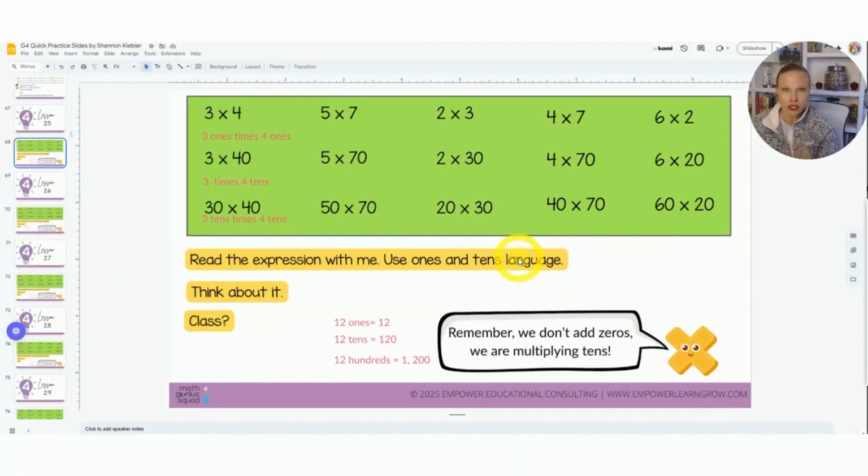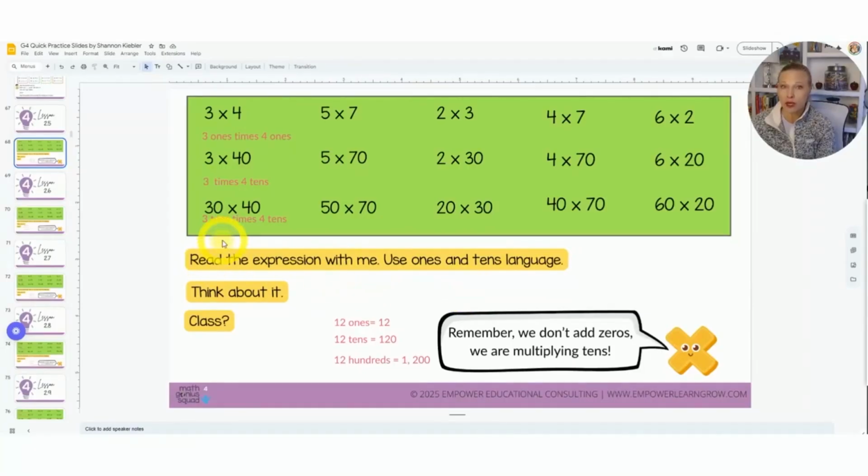So we've been able to start into our multiplication unit. We're learning the area model, which is where all of these skills really come into play. This is also practicing our multiplication facts, and so it's helping to build automaticity, not only with the language and understanding that base 10 pattern of multiplying by 10s, but it's also helping with our facts. So we're going to read the expression, and we're going to use 1s and 10s language.